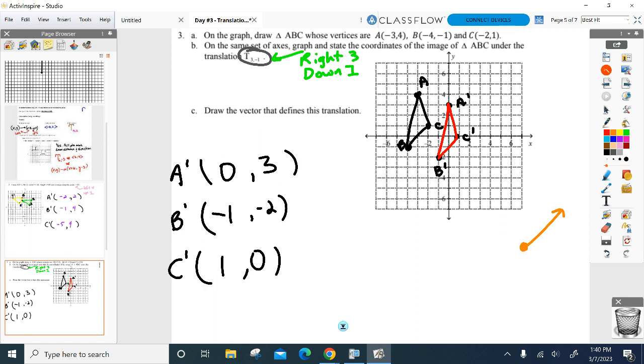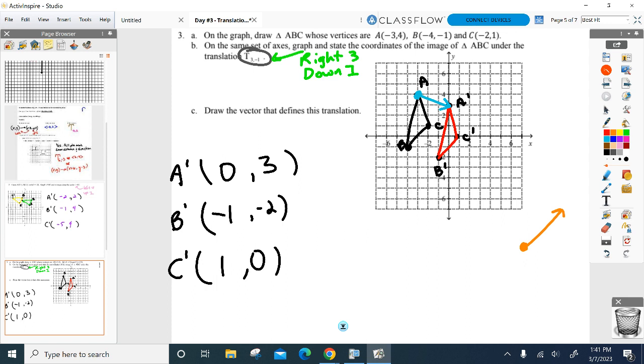Dylan? In between 2 of the points, like A prime and A. So you're basically saying take A to A prime. Because what'd you do to get from A to A prime? You went right 3 down 1. So you can connect any point to its image.